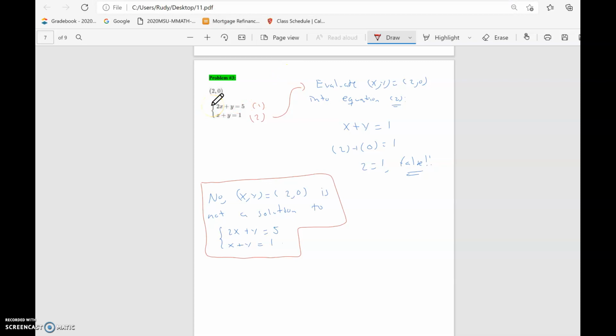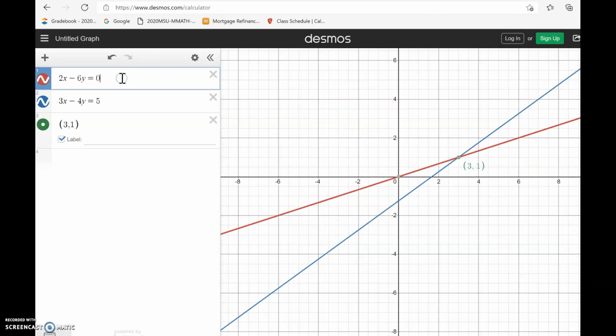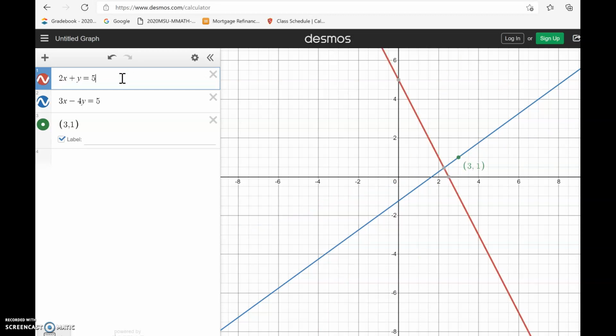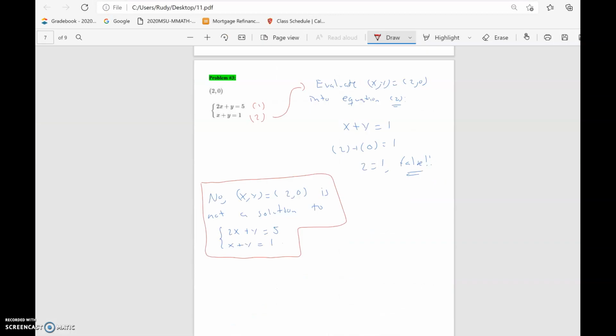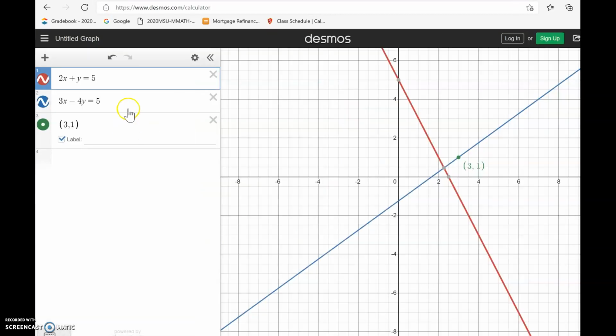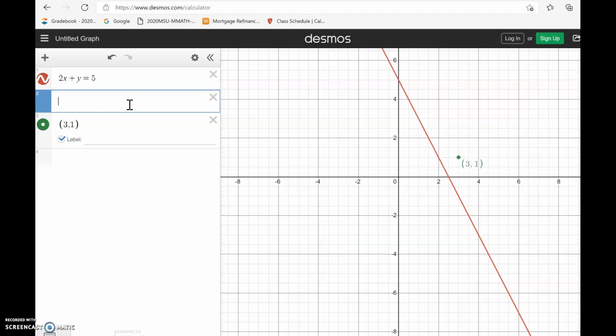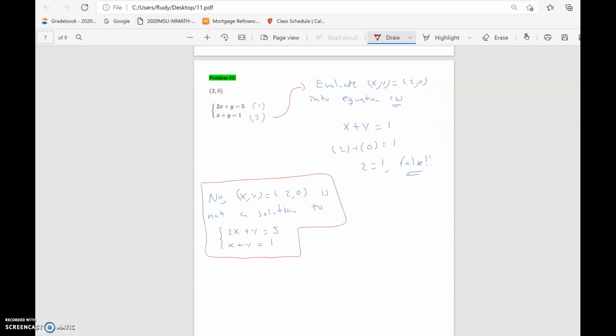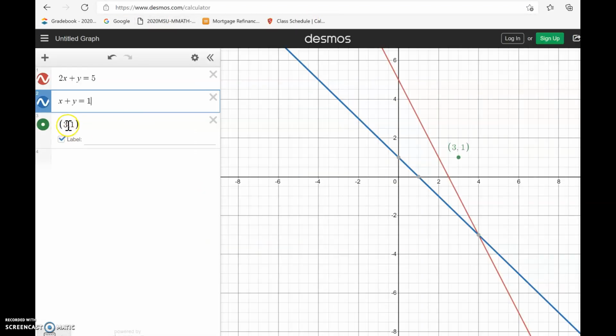So the equation is 2x plus y is equal to 5. So in this case, 2x plus y is equal to 5. The first one is x plus y is equal to 1. So x plus y is equal to 1. And the coordinate point given, 2, 0. So they're asking us to check for 2, 0.